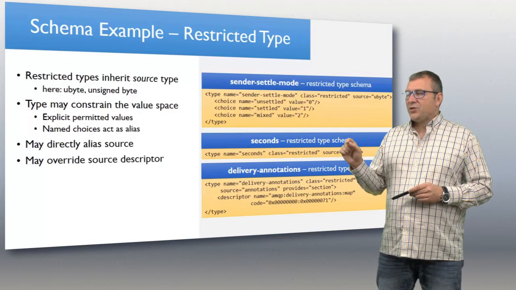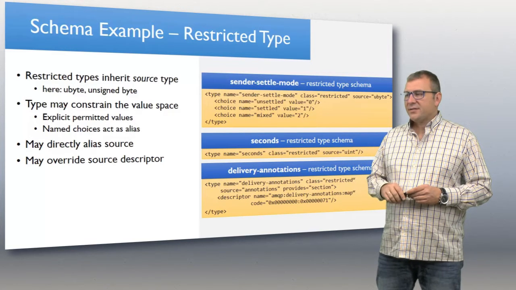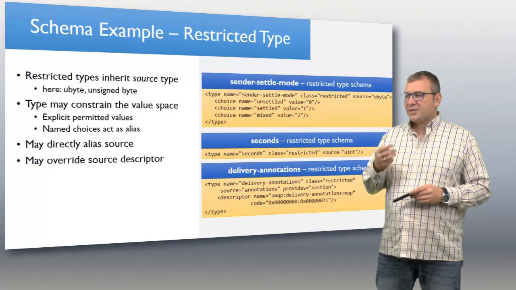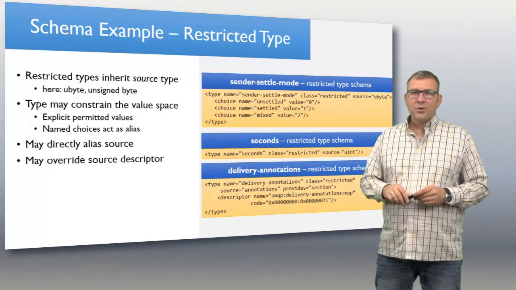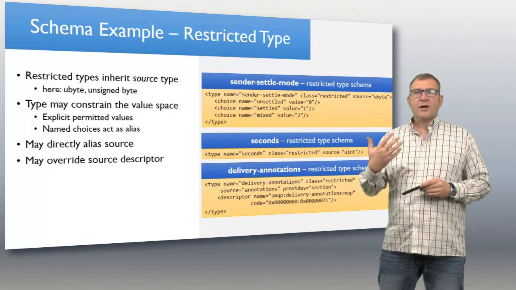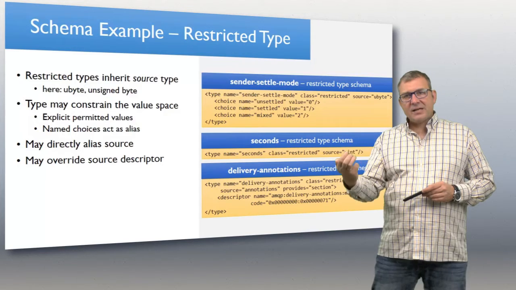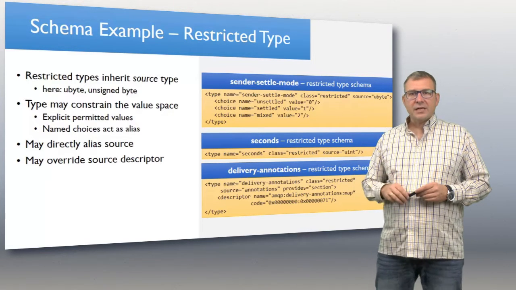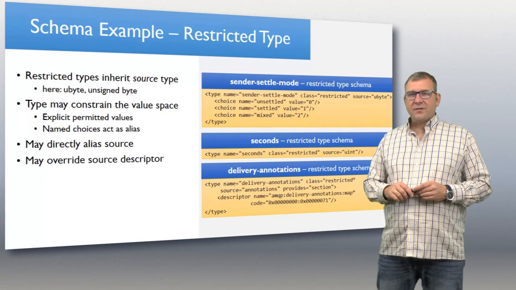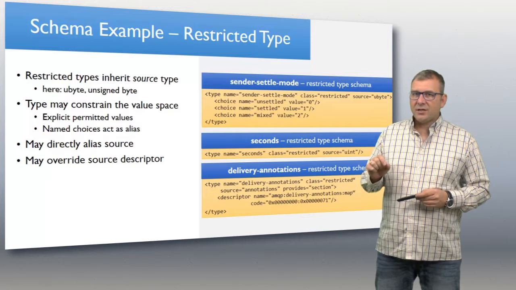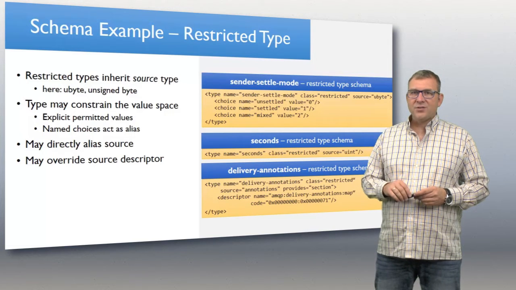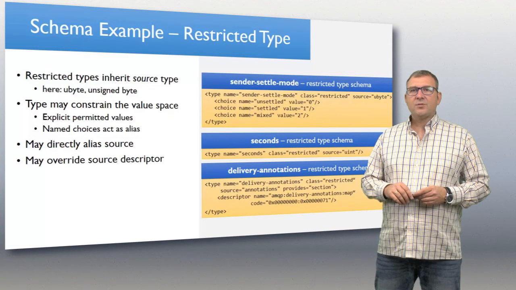This restricts a ubyte, an unsigned byte, and for the sender settle mode, only 3 values are valid: 0, 1, and 2, and they also have labels. So you can now use those labels in your applications instead of those numbers, and you can very easily translate because you have that schema definition. The schema definition in AMQP is not meant to be something that immediately reflects on the wire.